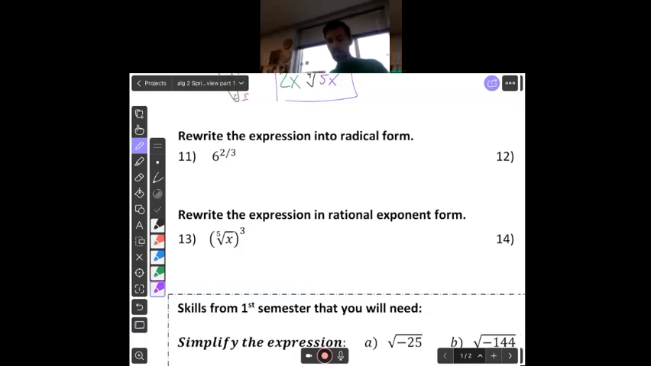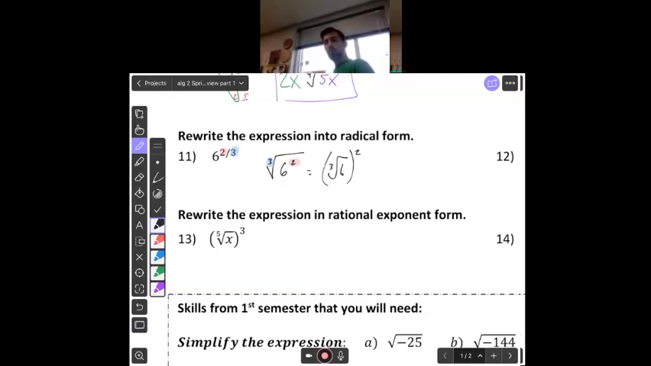So 6 to the 2/3 is going to be some sort of root of 6. I just got to figure out which root it is. It is the cube root of 6 squared, right? So I always like to look at the denominator first, because that's the index, and then I look at the numerator next, because that's my power. So the cube root of 6 squared, or I showed you guys another way to write that, was the cube root of 6 squared. Right. The first way is less writing.